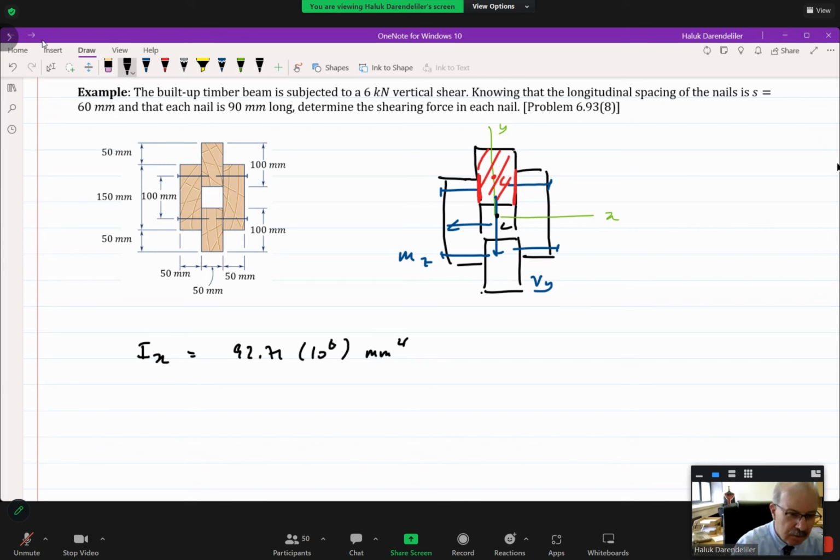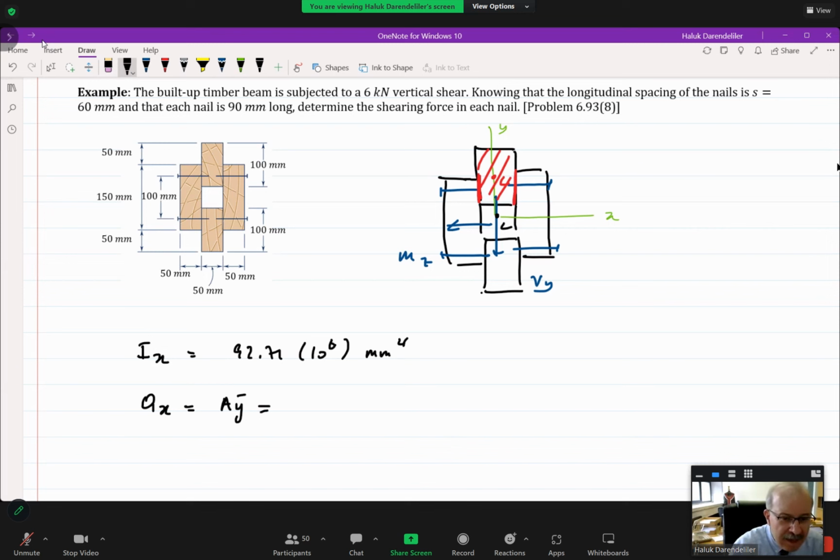Now Q. What is the subscript of Q? It is, again, X. It is the first moment of area of the cross-hatched area with respect to the x-axis. Remember before it was z. Nothing really changes. And that's equal to A times y bar. This part is important. There is nothing special in the rest.